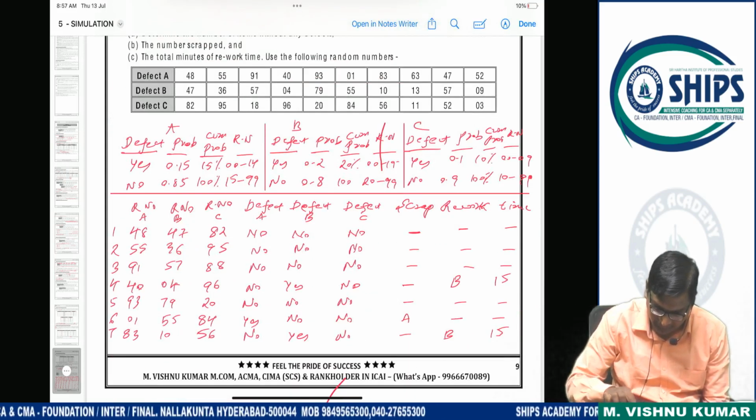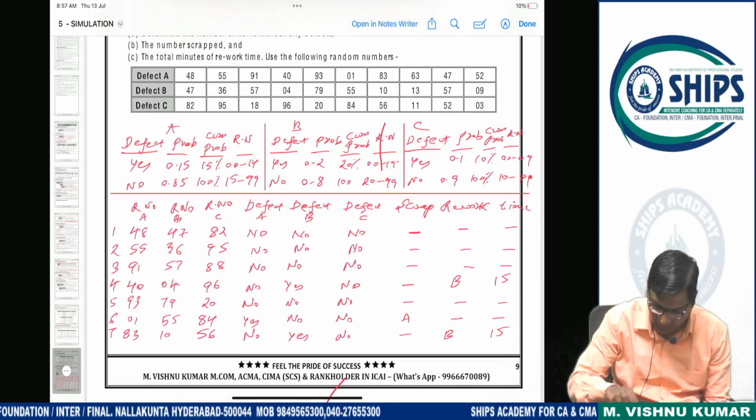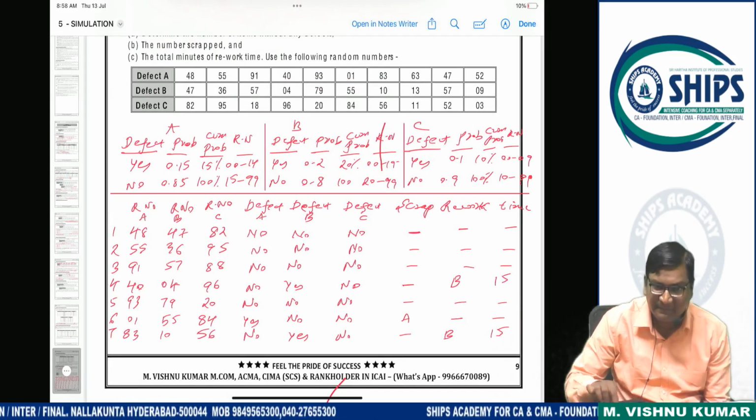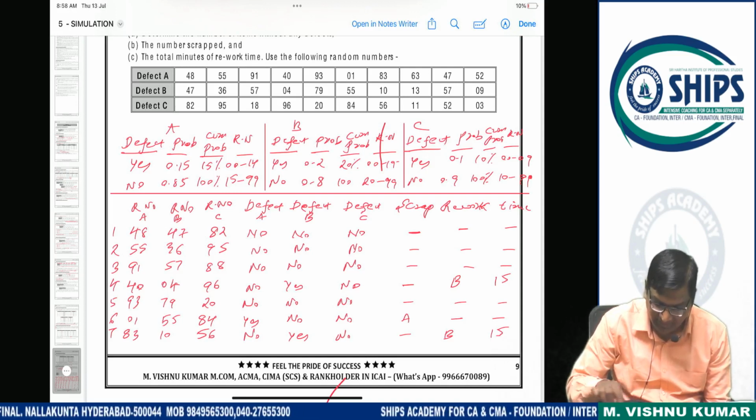I prepared 3 columns here: defect A, defect B, defect C. Separate, separate I recorded. But combinedly also you can write. Suppose combinedly how to write this? In A also, B also, C also.